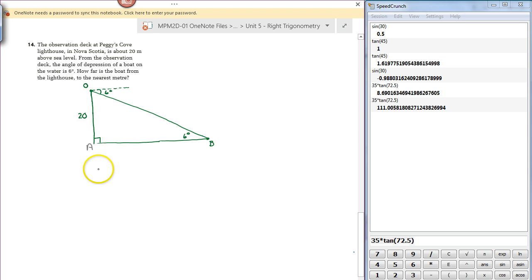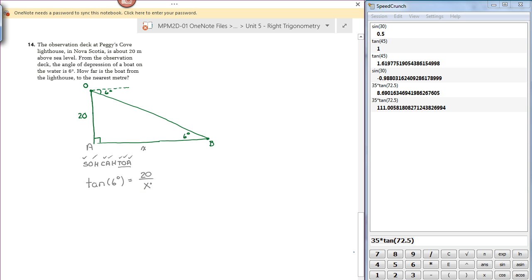So let's call this length X. If I'm going to write down SOHCAHTOA, we're using an angle, so sine, cosine, we just check mark those. X relative to 6 degrees is the adjacent, so I'm going to check mark A's. And we're given 20, which is the opposite, so I check mark O's, and I see that I'm going to use the tan ratio. That means that tan of 6 degrees is equal to the opposite, which is 20, over the adjacent, which is X.